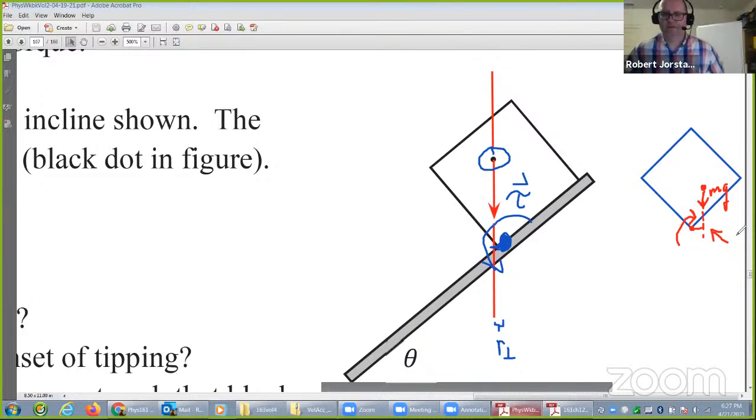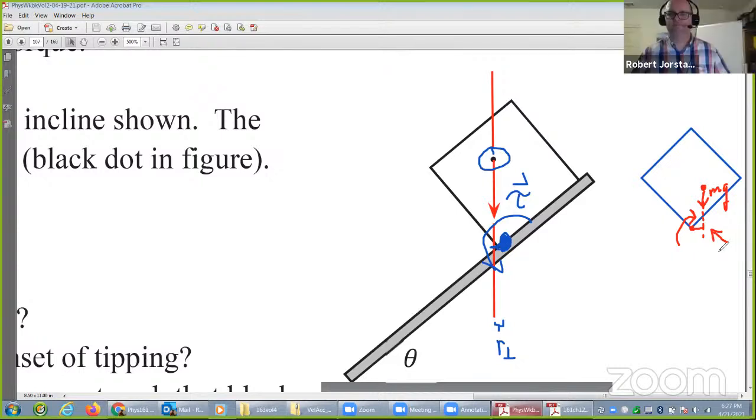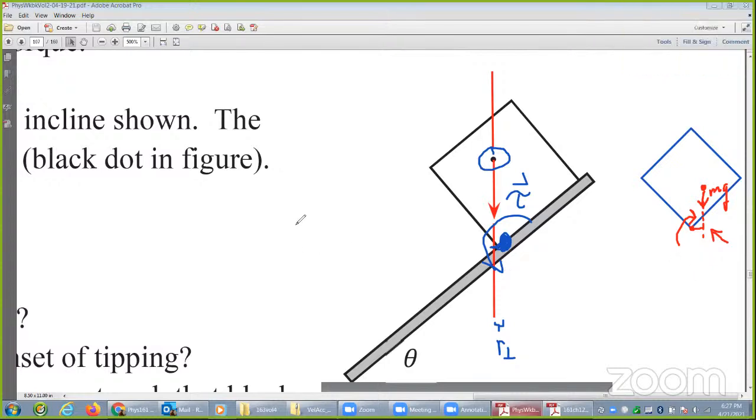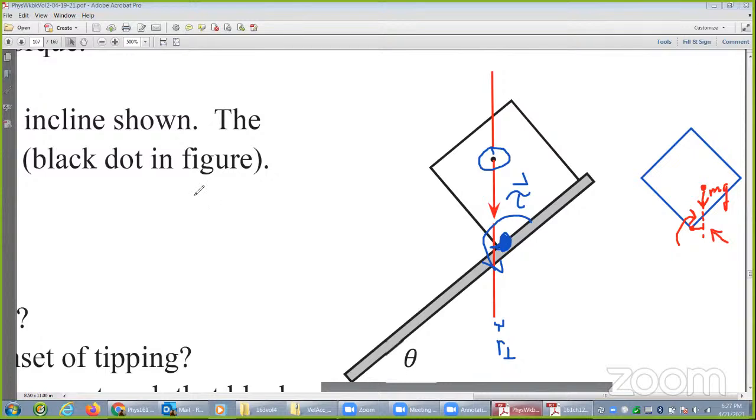Question? So no matter how small the lever arm is, once it crosses that line, the box is going to rotate. Yeah. What kind of objects tip over? Short, fat ones or tall, skinny ones? Tall, skinny ones. Yeah.